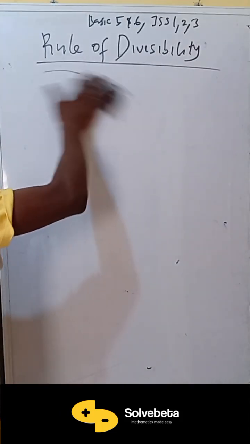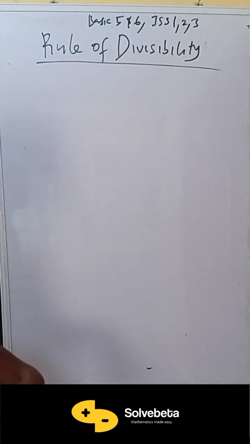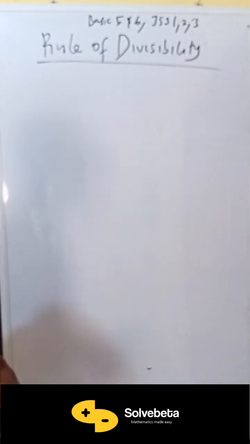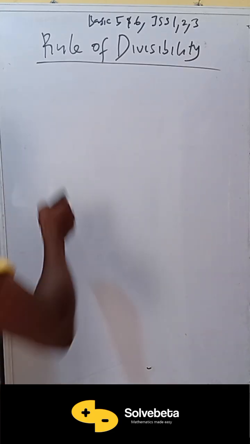Please, what you need to do after this is to memorize the rule of divisibility. Memorize it. If you can recite it, recite it. Once you recite it, you know it, you can just apply it.